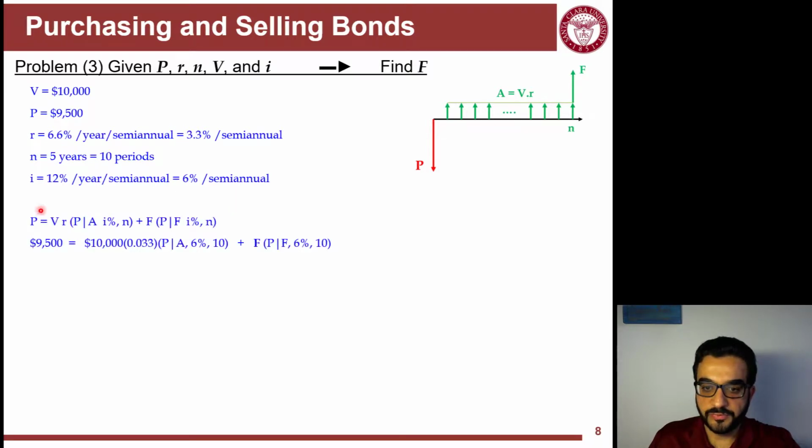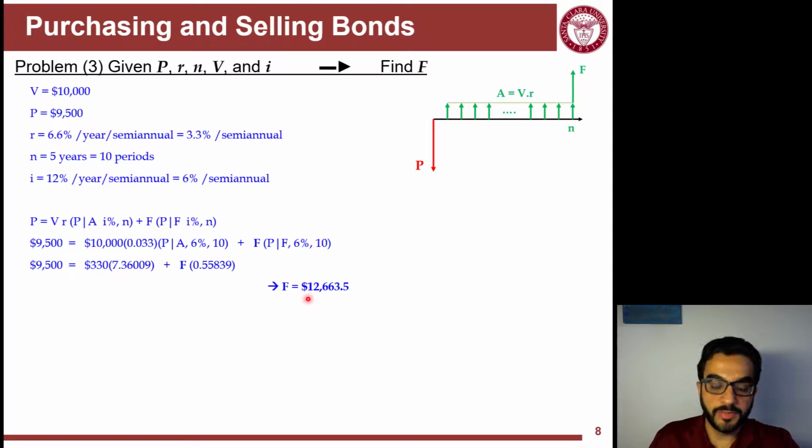And I will see the formula here. I'm given everything except for F. So I'm given P, I'm given the period return, V times R, and dealing with the factors, bringing these factors from the tables or using their formulas, we'll figure out now that the sale price that will be acceptable, which is the minimal sale price, is 12,663.5. So if someone comes and offers me 14,000, I'll be super happy.